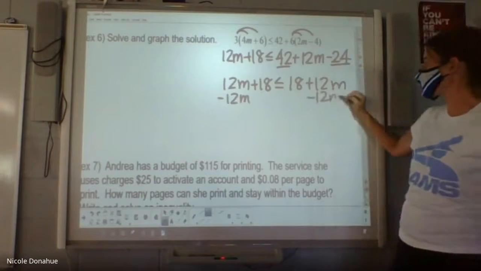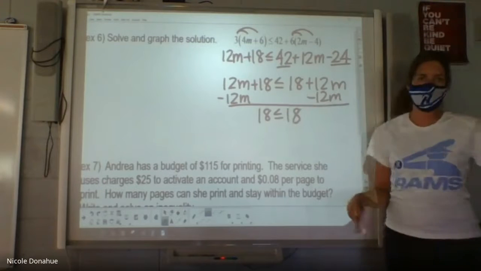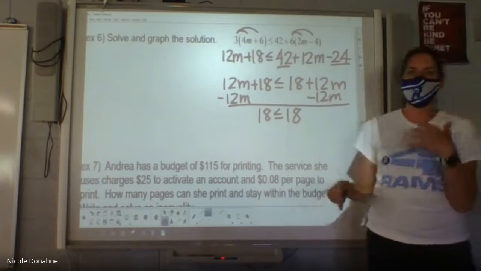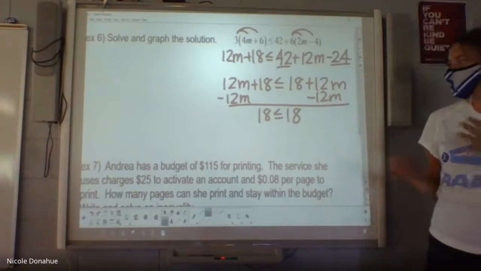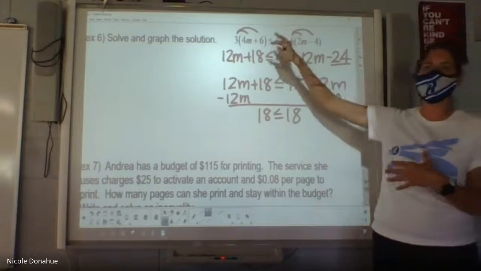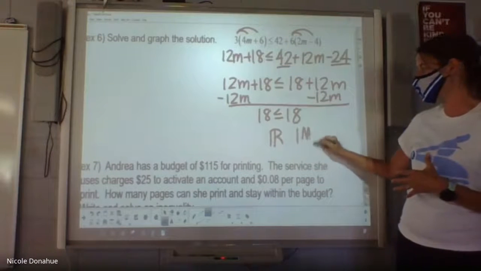So if I go to subtract the 12m's, I get 18 is less than or equal to 18. Is 18 less than or equal to 18? Yes. Or 0 is less than or equal to 0. Any of those things. The or equal to makes this one work. So if I have something like this, this is going to be infinite solutions. So any number I put in for m is going to work. So we can do this little fancy symbol.